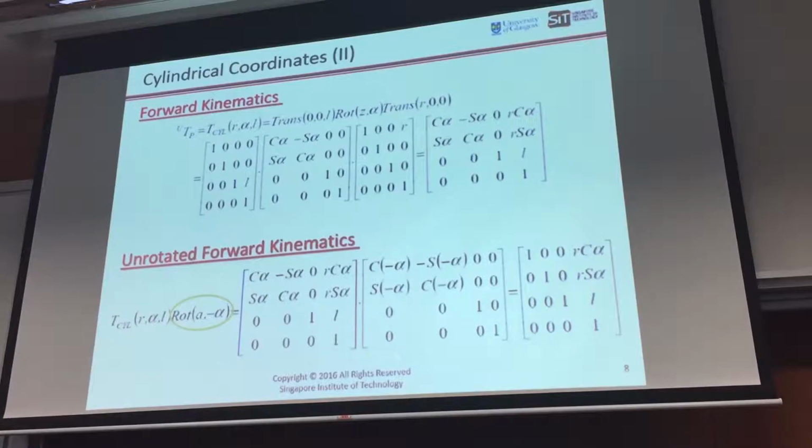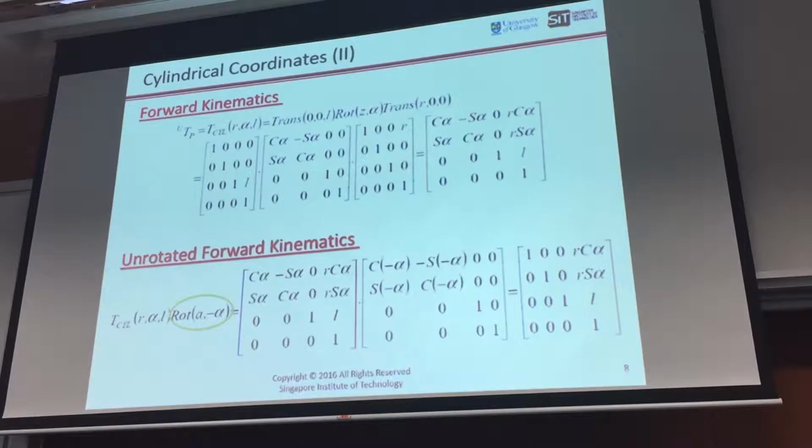Then you have R cosine alpha, R sine alpha. In order to cut things short, if I put C alpha, it just basically means cosine alpha. S alpha just means sine alpha. Just to keep notation short. And you have your L.